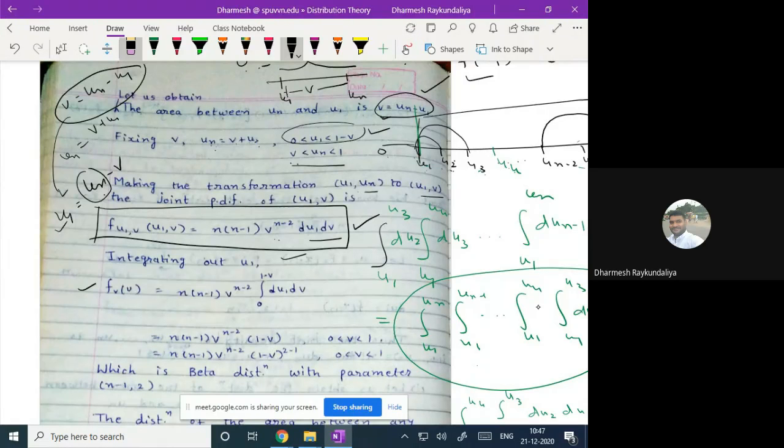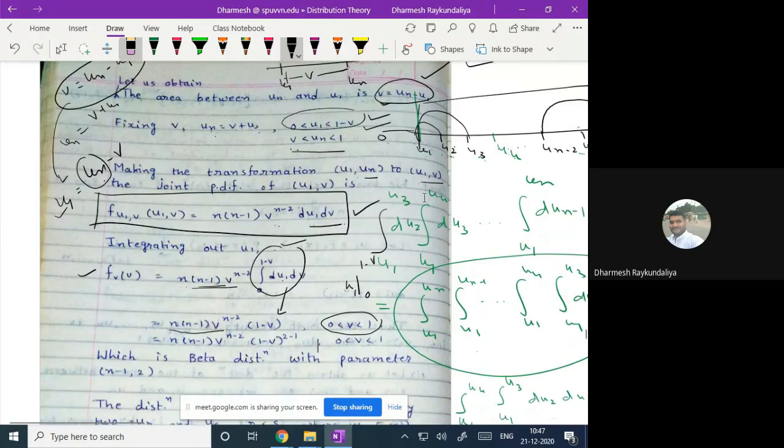v is free from u1. So n into n minus 1 v raised to n minus 2 is constant outside. And what is the range of u1? u1 lies in 0 to 1 minus v, and du1 dv. So dv is also constant, outside. So the integral of du1 is nothing but u1. And what is the range of u1? It is 0 to 1 minus v. So you can write it as 1 minus v. So that is how n into n minus 1 v raised to n minus 2, and the integration of this is nothing but 1 minus v. And what is the range of v? v lies between 0 to 1.